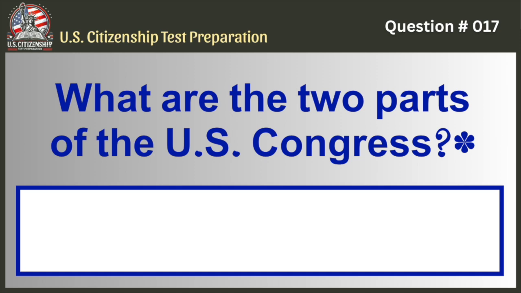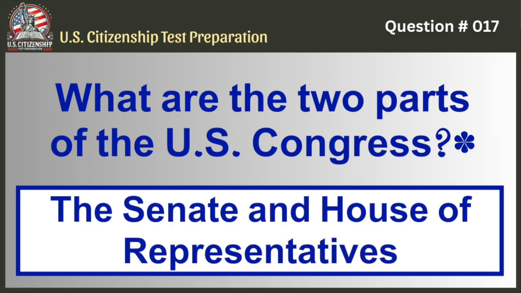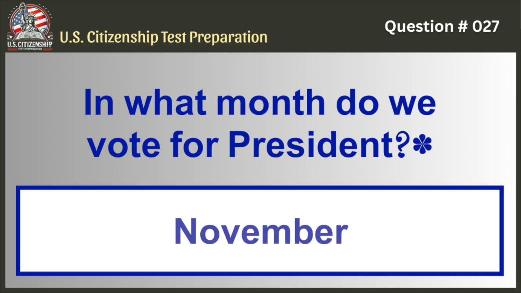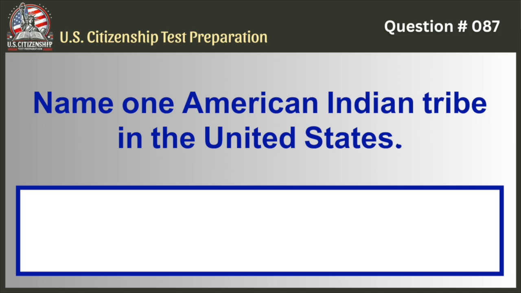What are the two parts of the U.S. Congress? The Senate and House of Representatives. In what month do we vote for president? November. Name one American Indian tribe in the United States. Cherokee.